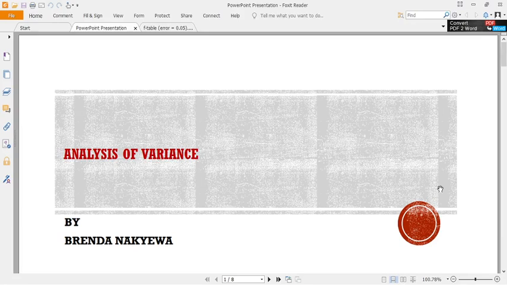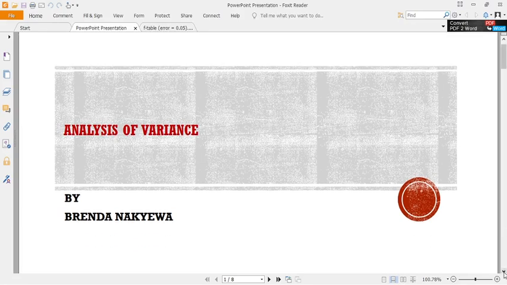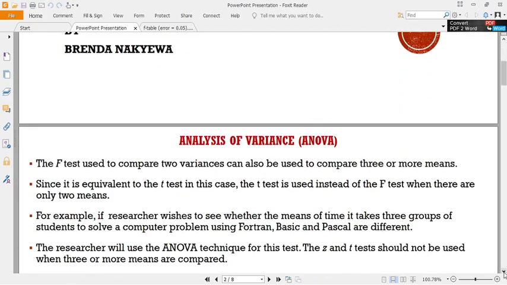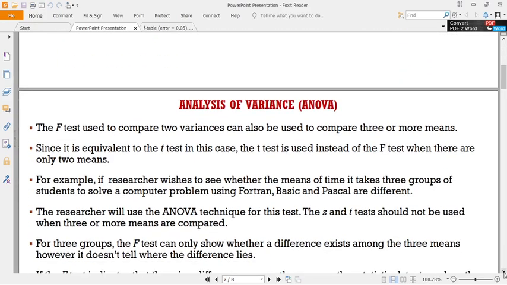This time we are looking at analysis of variance, or what is commonly known as ANOVA. In the previous topic, we looked at comparing two means, or testing for the difference between two means, and we used both the T and Z tests, but somewhere we also used the F test to compare variances. In ANOVA, we are going to be using the F test to compare analysis of variance, and this is used when we are testing the difference between three or more means.